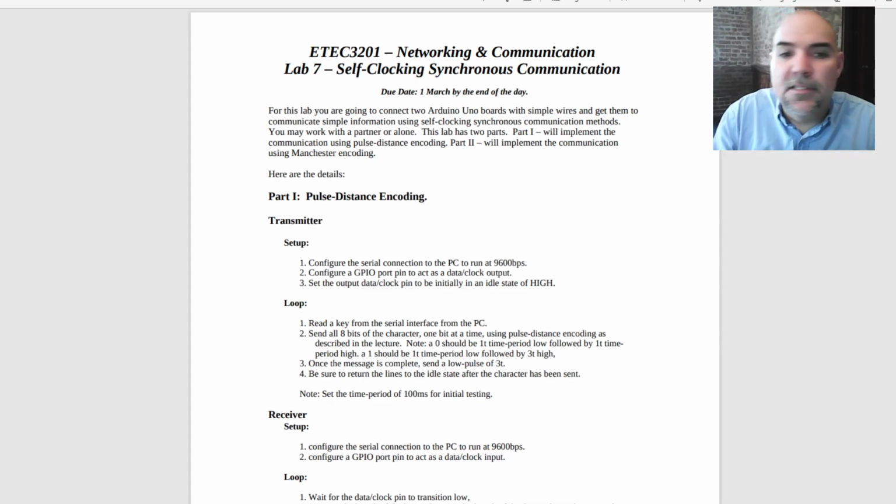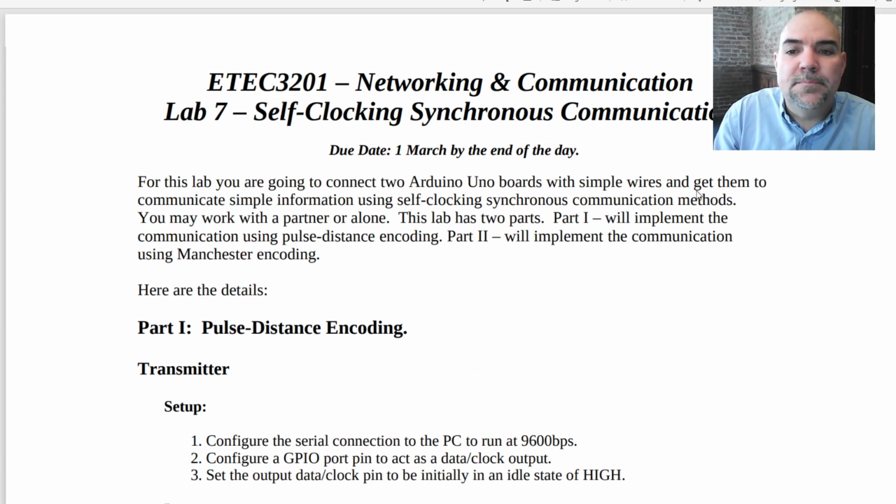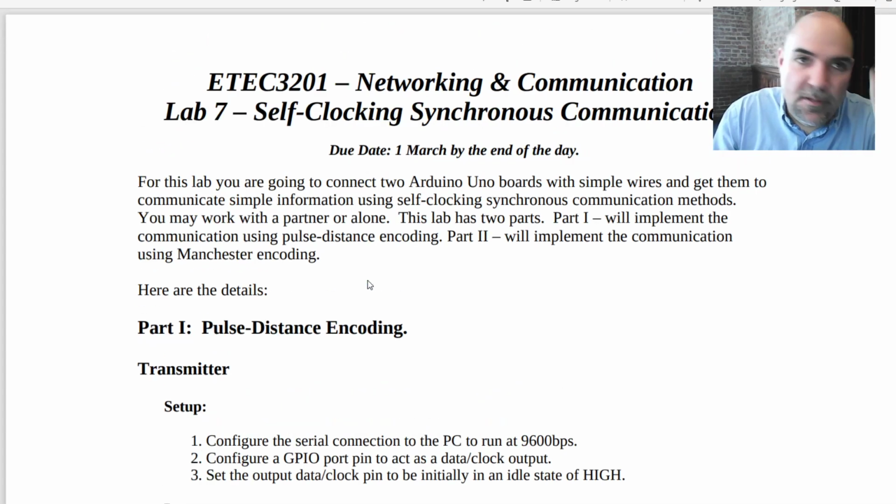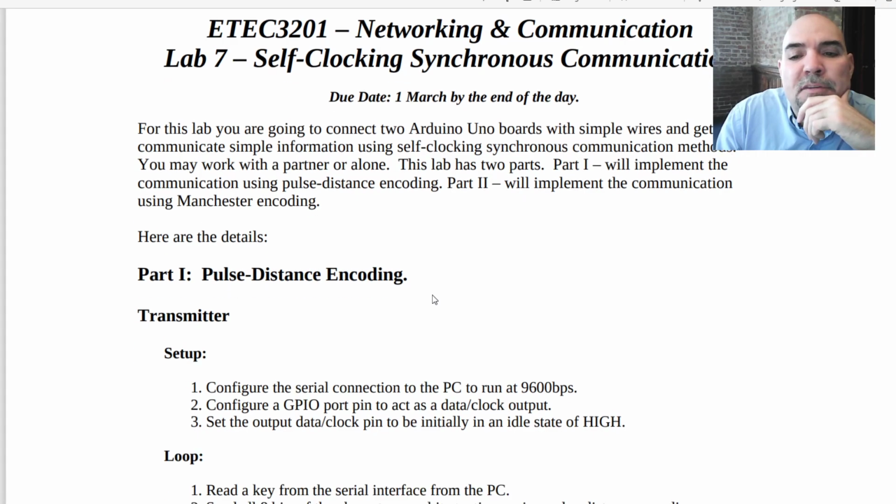First thing, it says that for this lab, you're just going to use 2 Arduinos, simple wires to connect them. And there are 2 parts to this. Part 1, you're going to implement a system using pulse distance encoding, which is that one where it's the pulse ratio that matters, the high part to the low part. And then part 2, you're going to implement using Manchester encoding.